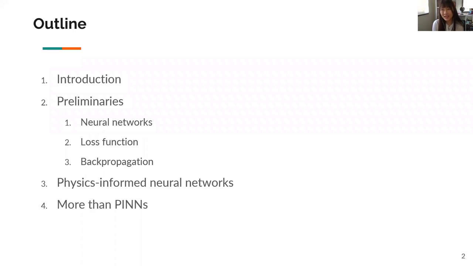Here's today's outline. We'll first have a quick introduction and then the preliminaries: what is a neural network, what is a loss function, how to choose a loss function, and what happens in back propagation. After that, we'd like to introduce the physics-informed neural network, which is PINN. After we have some understanding of PINNs, we will talk about some techniques other than PINNs that have also done a good job recently.